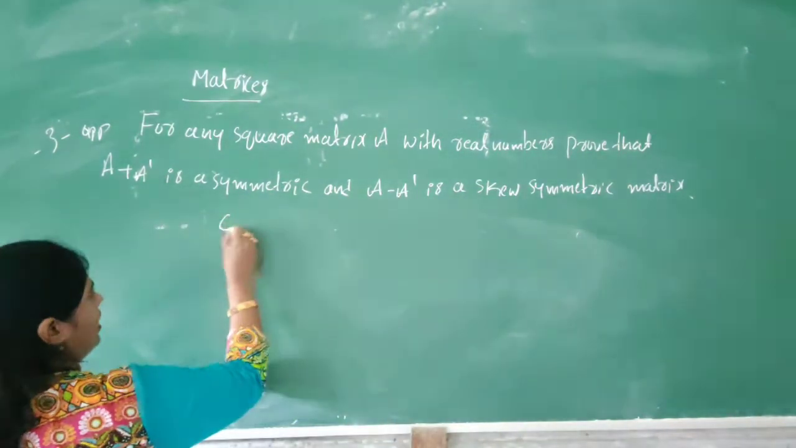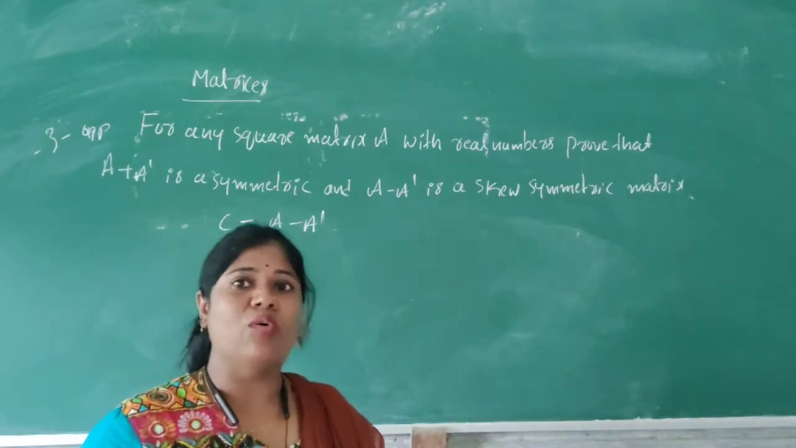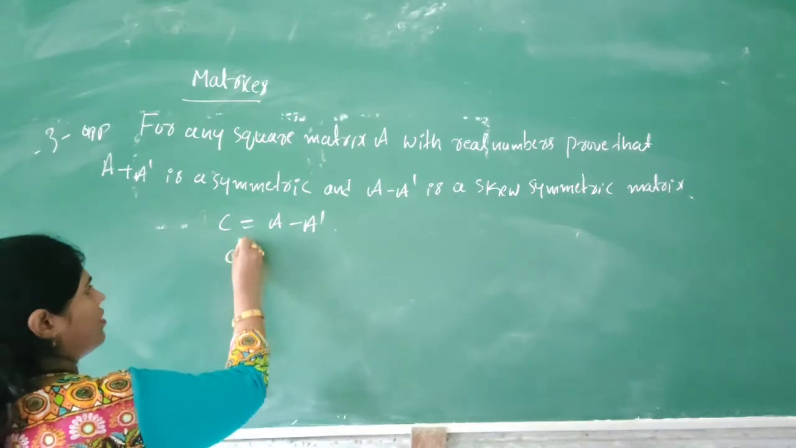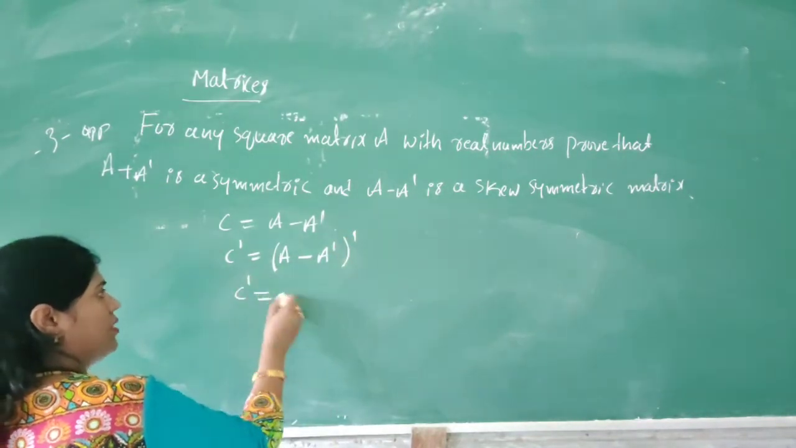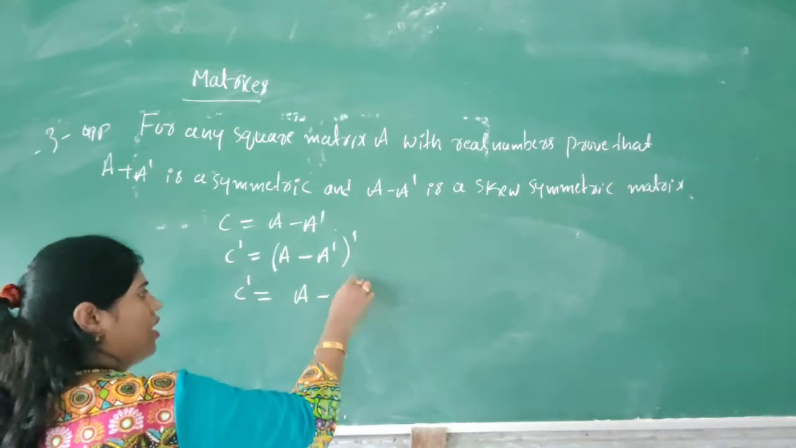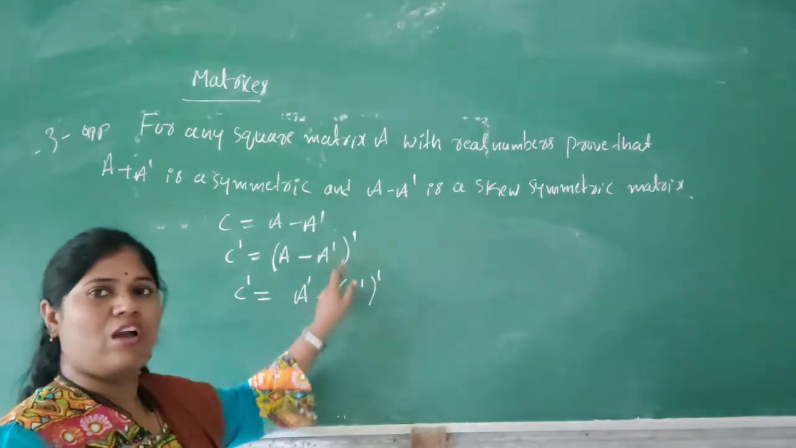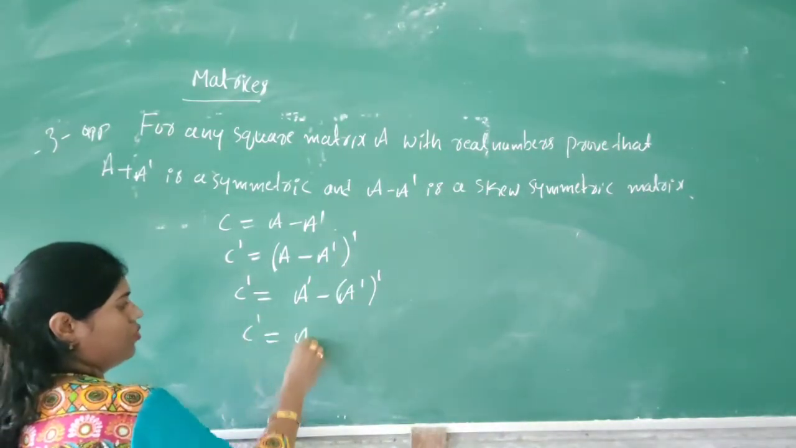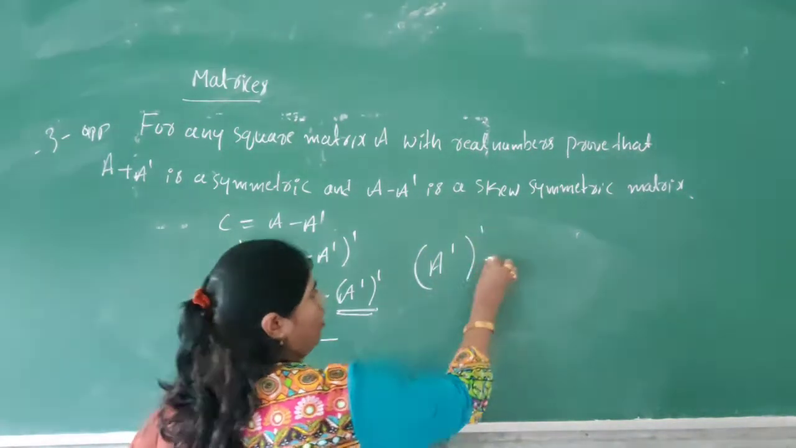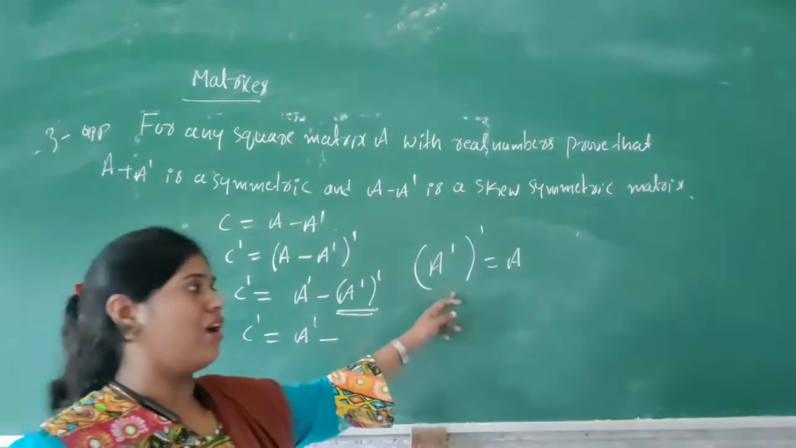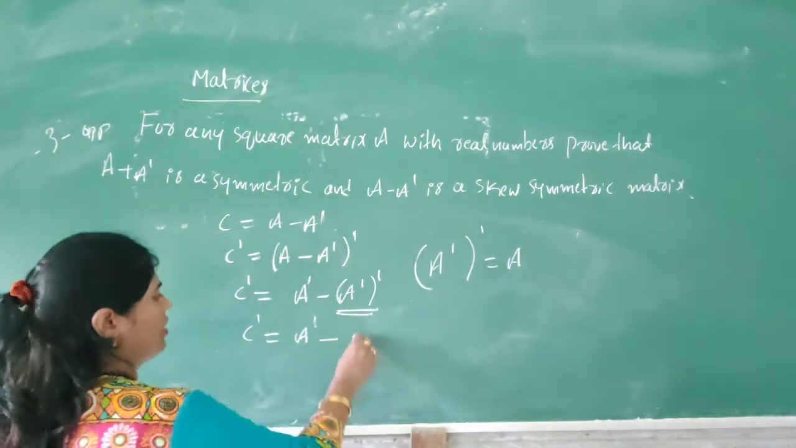Similarly, we need to prove that. So C is equal to A minus A complement. We have to show that this one is a skew symmetric matrix. So complement on both sides, C complement is equal to A minus A complement of complement. So C complement is equal to A complement minus A complement of complement. So C complement is equal to A complement minus, what is this one? A complement of complement, it is a property. The complement of a complement is nothing but the given matrix A itself. Okay, A complement of complement is equal to A.